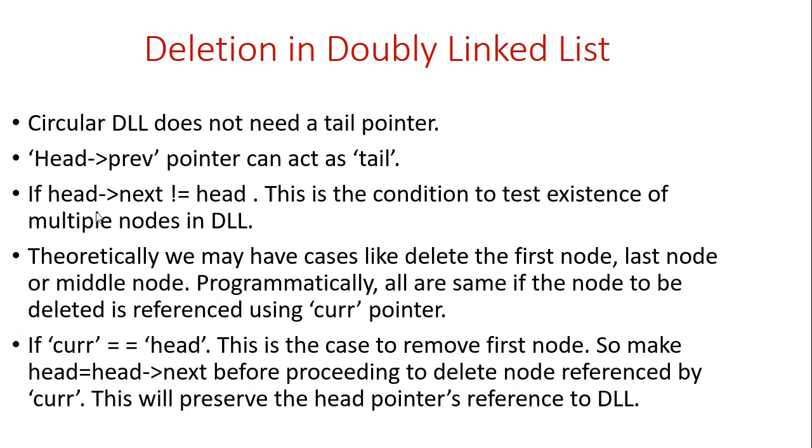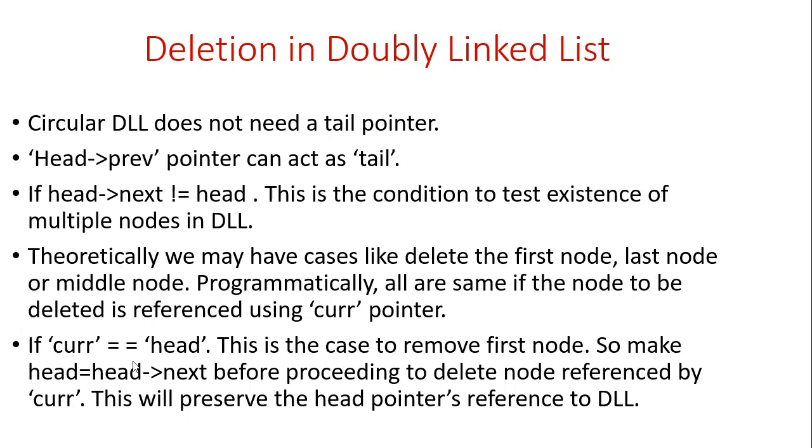So there is no need to have an explicit tail pointer in case it is a circular doubly linked list. So how are you going to test if it is the only node that exists in the doubly linked list? If head next is not equal to head, that is, the node is not self-referencing, then obviously there should be at least one more node in the list. So this is the test to check that it is not the previous case, which is the single node case. Next step.